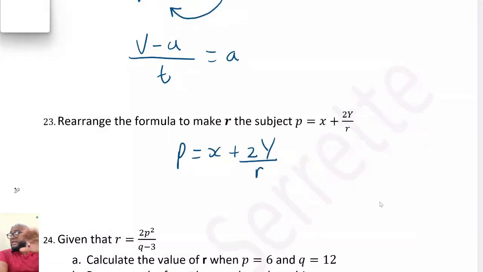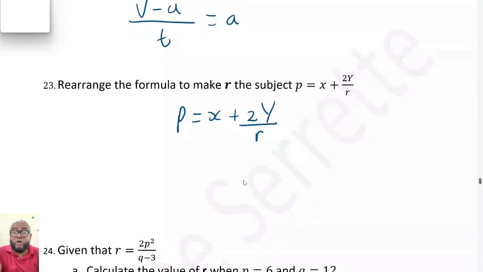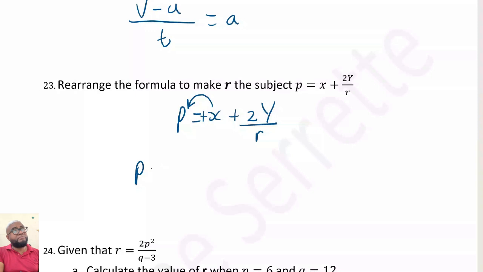So we got a question here where we need to make R the subject of this formula, right? So we want to rearrange this formula to make R the subject. Now, one thing you must understand, you cannot move anything that is in this fraction here, but before you move this, you must move this X here. Now, this is plus X. What happens to plus X when it goes to the right? It becomes minus, so this will be P minus X is equal to 2Y over 3.